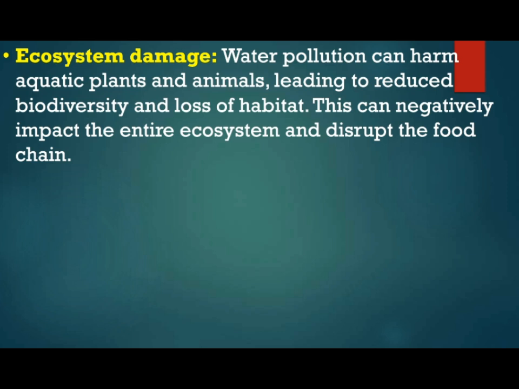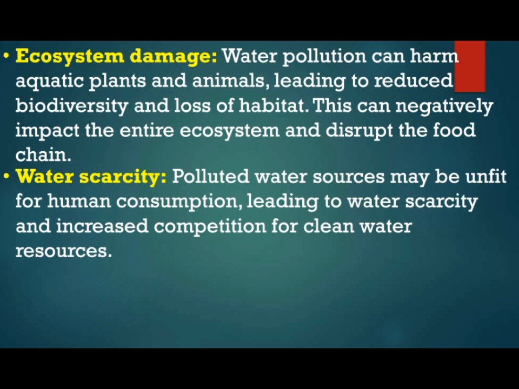Next one is ecosystem damage. Water pollution can harm aquatic plants and animals, leading to reduced biodiversity and loss of habitat. This can negatively impact the entire ecosystem and disturb the food chain. By water pollution, the aquatic plants and animals are disrupted and our food chain is also disturbed.